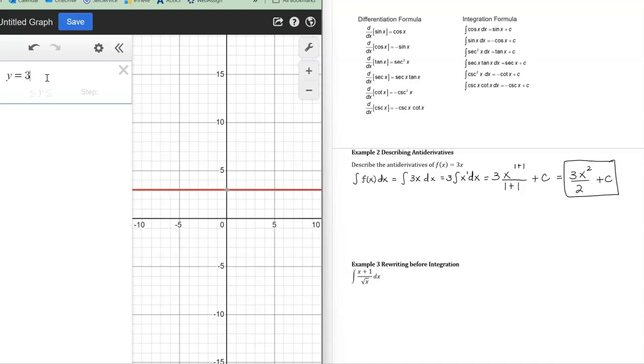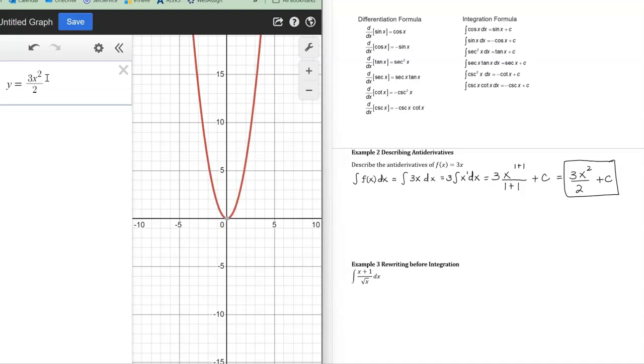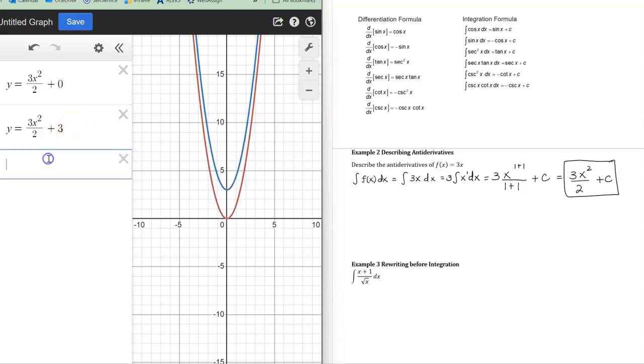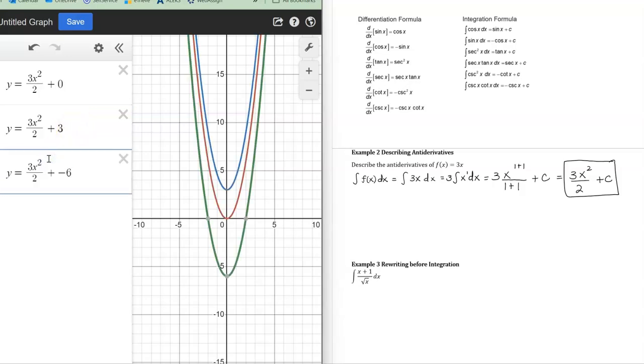To give us some perspective and tie that back in with what we were talking about earlier, if I graph the function y is equal to 3x squared divided by 2, in this case, I have chosen my c value to be 0. Alternatively, I could choose my c value to be 3, or I could choose my c value to be -6.